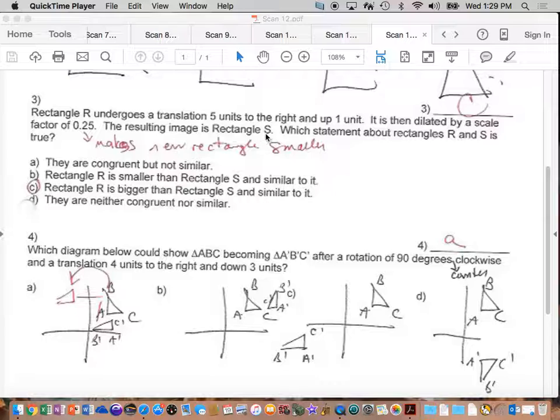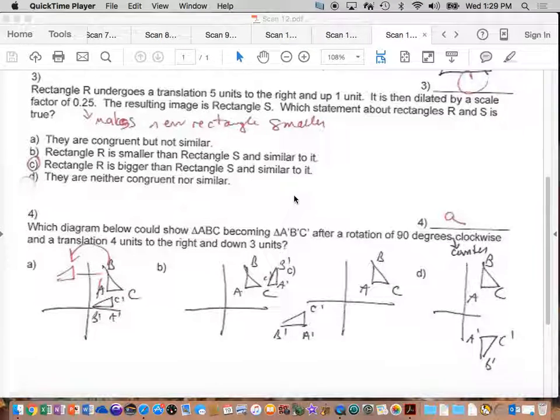So if the resulting rectangle S is smaller, then R is bigger. And that's choice C. R is bigger, and it's similar because any dilation makes things similar. It keeps everything in proportion.